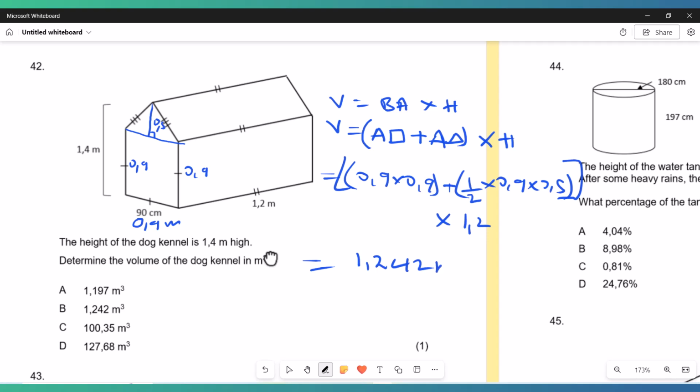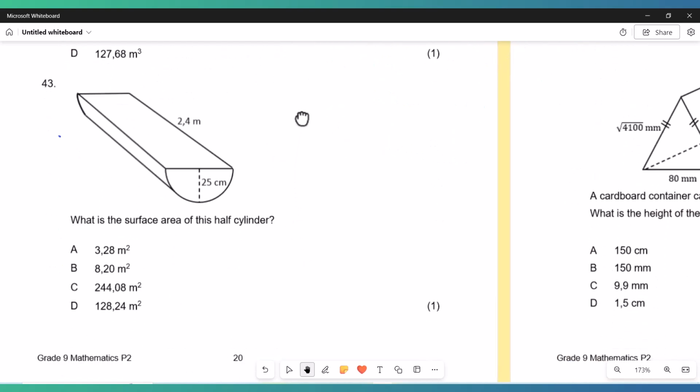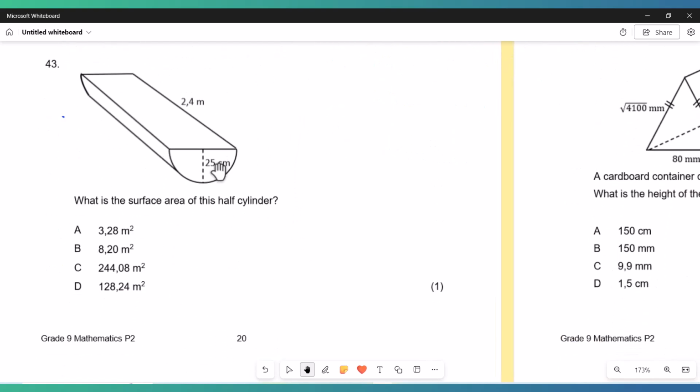1,242. Now these are cubic meters, okay, so the answer is what? Answer is B. 1,242 cubic meters, the answer is B. Then question 43, they said, what is the surface area of the half cylinder?